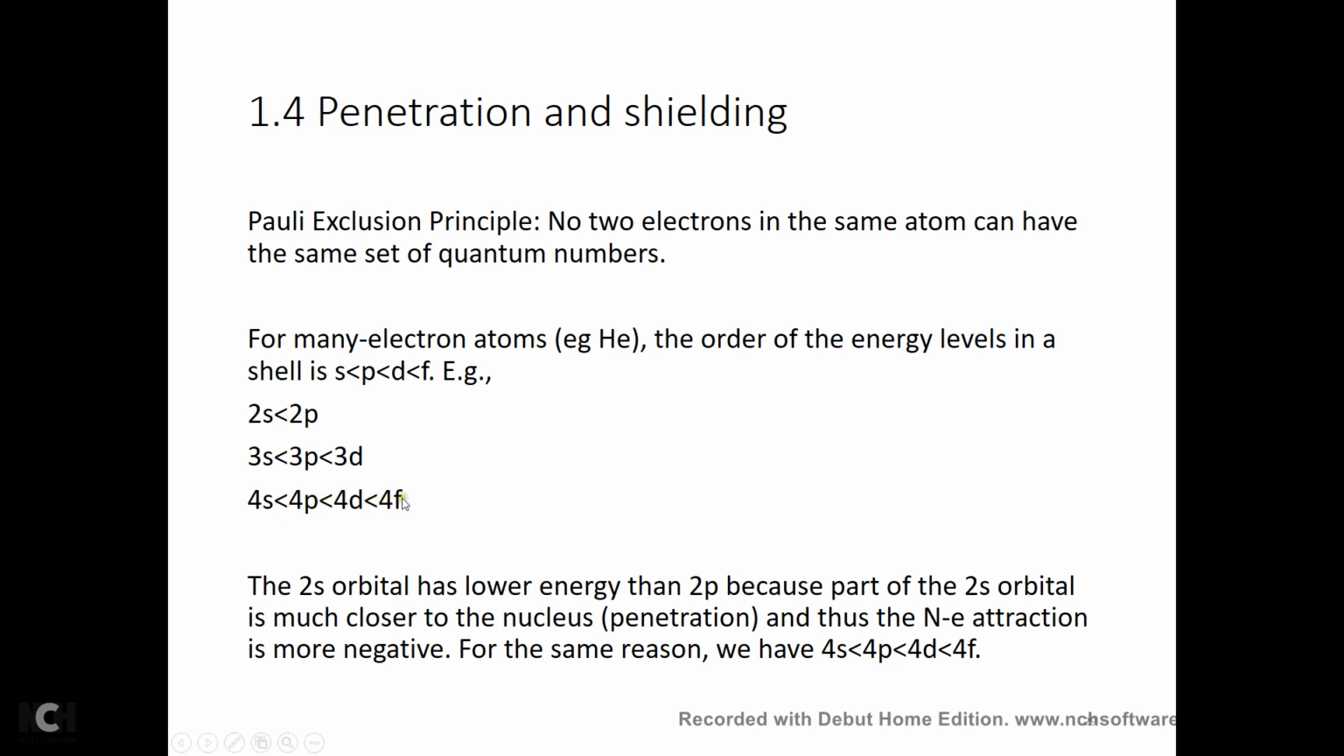The reason why the 2s orbital has lower energy than the 2p is because part of the 2s orbital is very close to the nucleus. It's called penetration. The nucleus-electron attraction for the 2s electron is more negative than for the 2p electron. Therefore, the 2s orbital has lower energy than the 2p orbital. For the same reason, we have this order for 2s, 2p, 2d, and 2f.